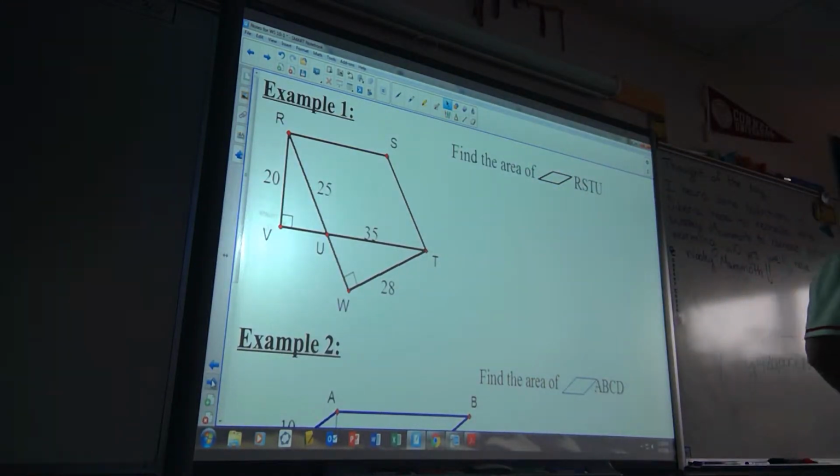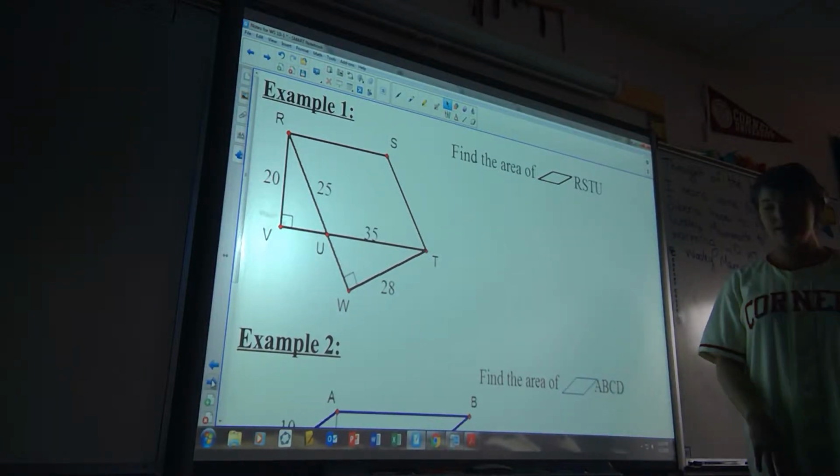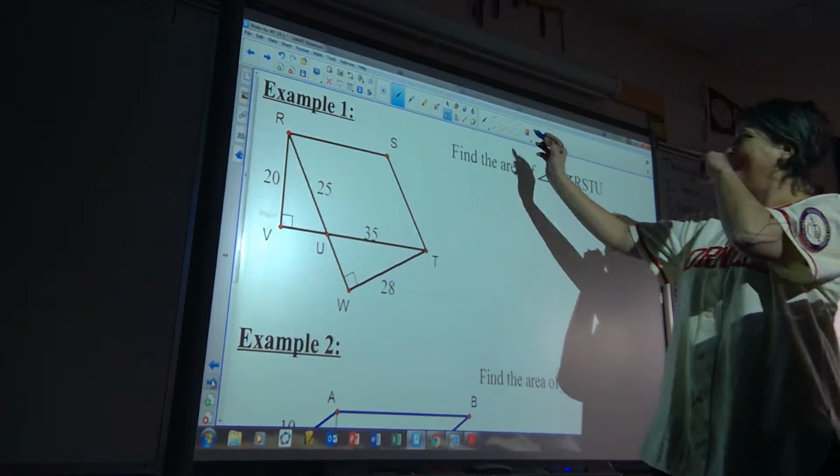So then let's take a look at this tricky little shape here, right? Is your ticker ticking? Yeah. Uh-huh. It's a 10.